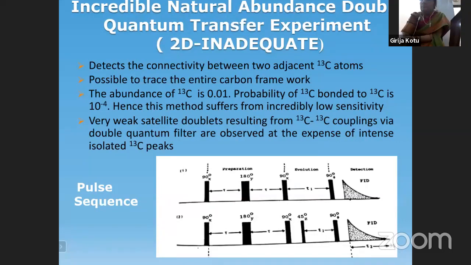And even then we are detecting. Such an incredibly low sensitivity also we are trying to detect. Hence, it is a most powerful technique, and the information you are going to get is very useful.